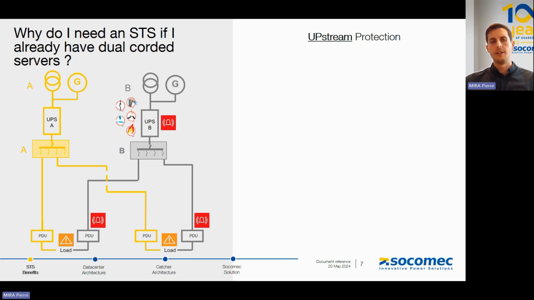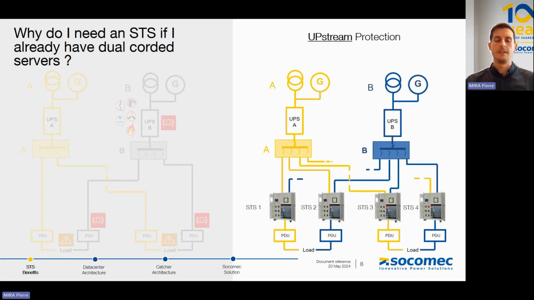The second kind of architecture is the same using a static transfer switch system. Now, when we have a static transfer switch system securing the PDUs, we can still simulate the UPS failure, same kind of failure. What's happening if you are losing your UPS upstream is each STS will detect the UPS failure.